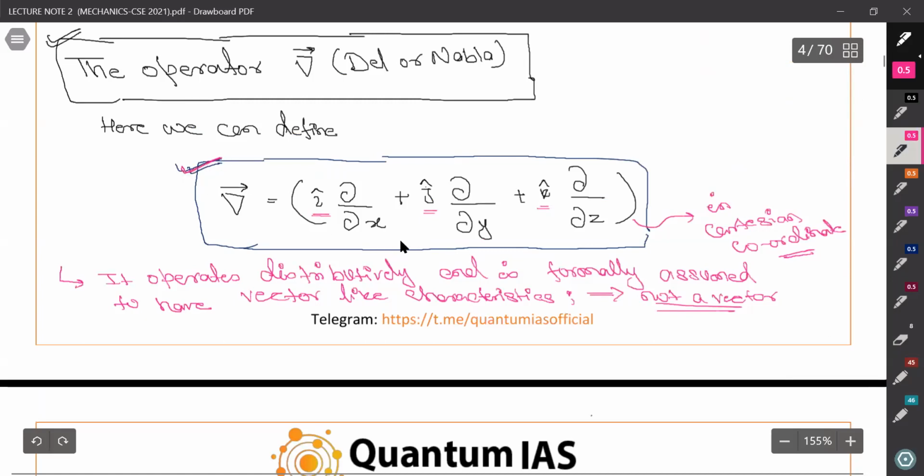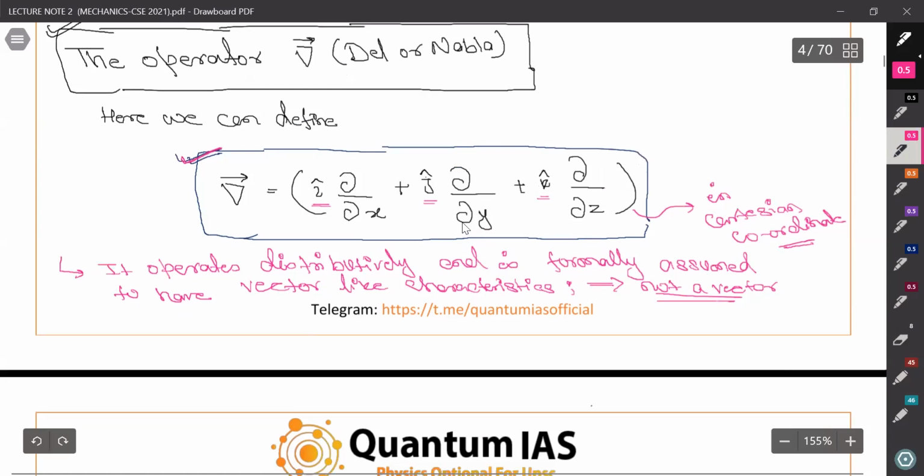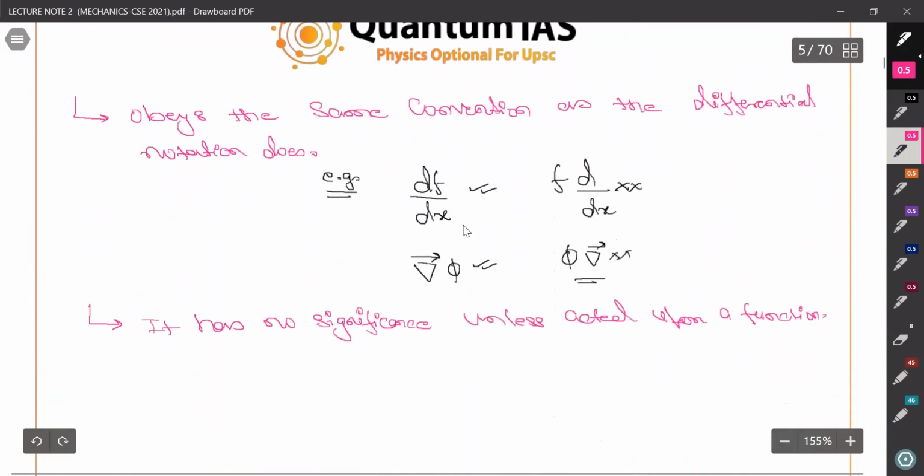What we need to memorize here is this is our del operator. We need to memorize how we can use this in Cartesian coordinates. This is the equation, and also this is the very important thing. It has no significance unless acted upon a function. If you're not operating it over a function, then it has no significance of its own, right?